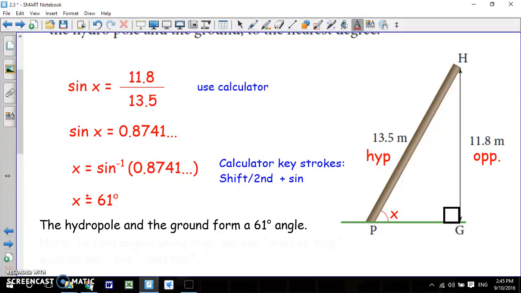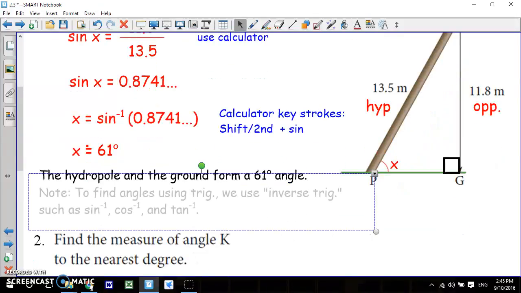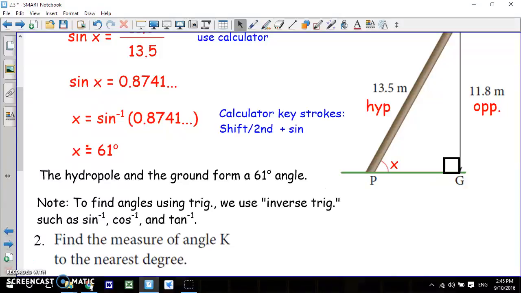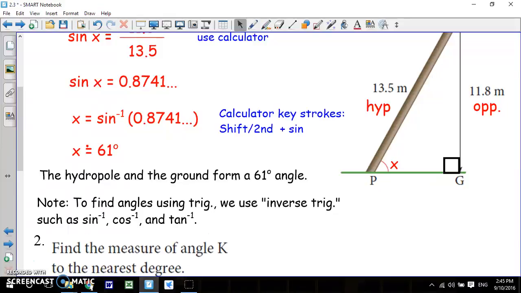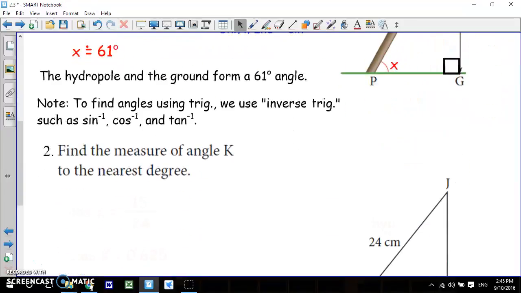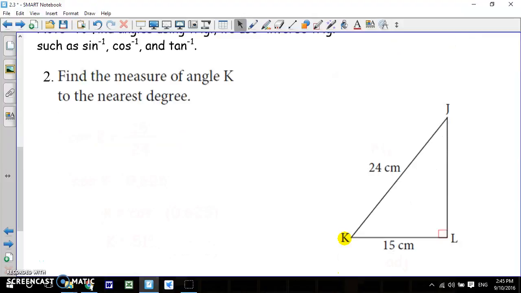You may also want to write down the notes to remind yourself that in order to find angles using trigonometry, you will have to use something called the inverse trig, such as sine -1, cos -1, and tan -1. Okay, let's try another similar question to practice using these inverse trig functions. Find the measure of angle K to the nearest degree.